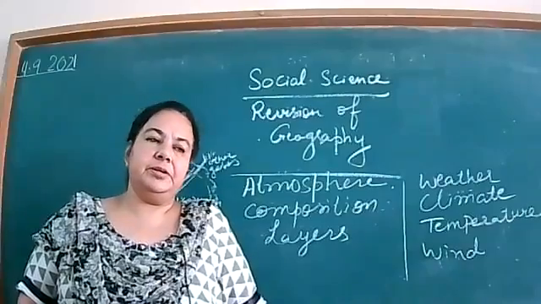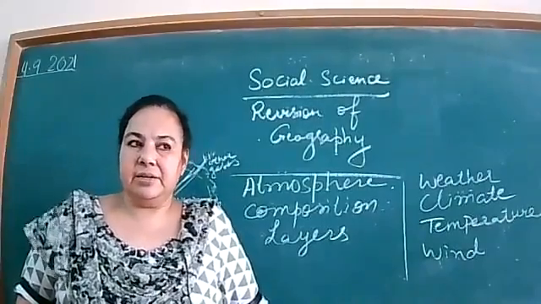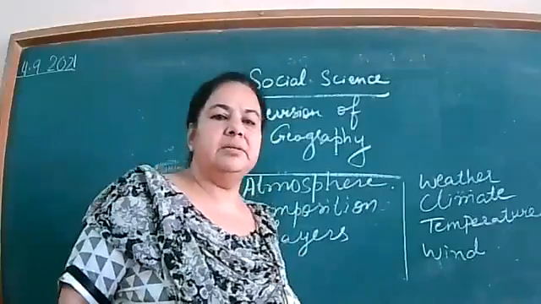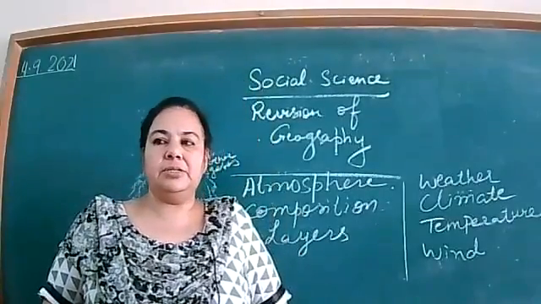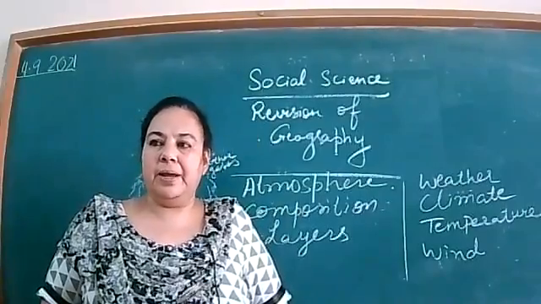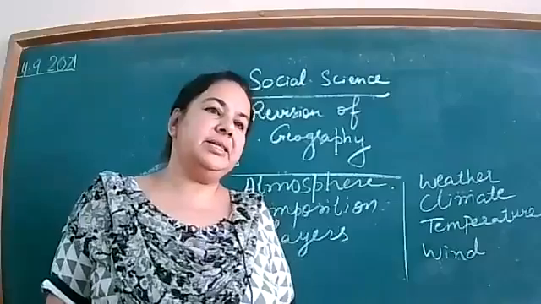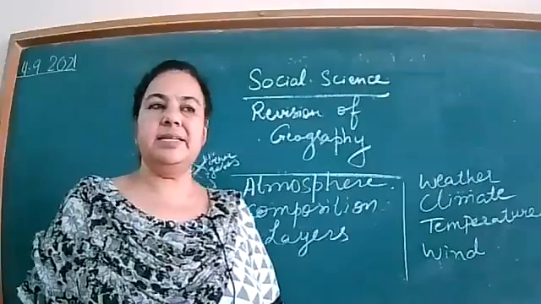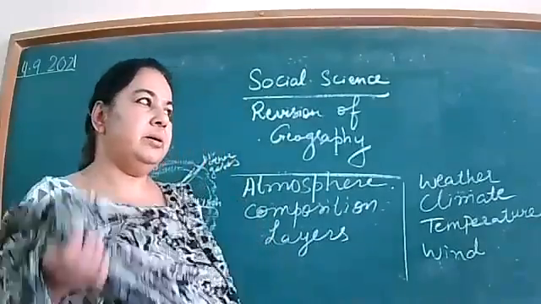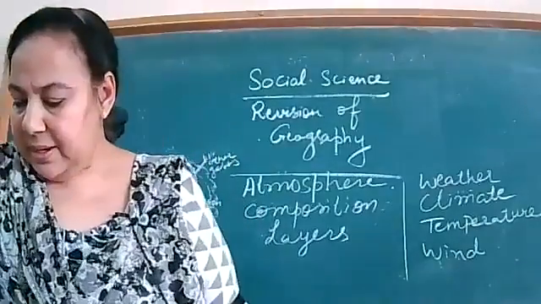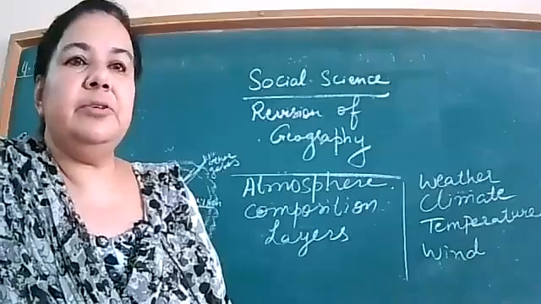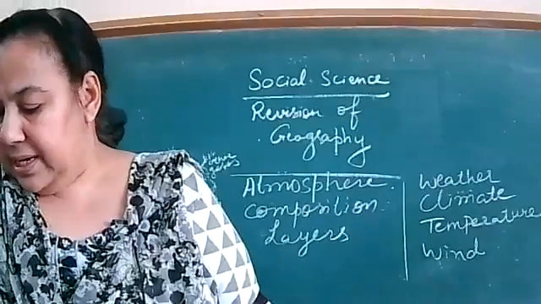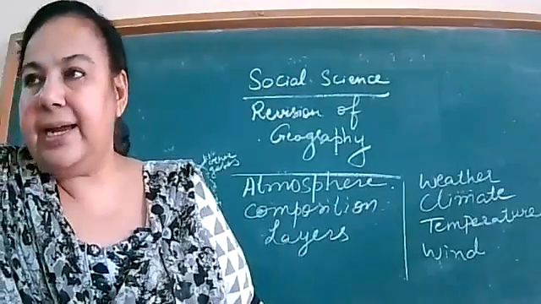Second layer is stratosphere. No weather changes occur in this layer, and it is totally free from clouds. Good for flying aeroplanes. Ozone layer is found in this layer. Ozone layer protects us from harmful rays of the sun, and ozone layer is found in stratosphere.